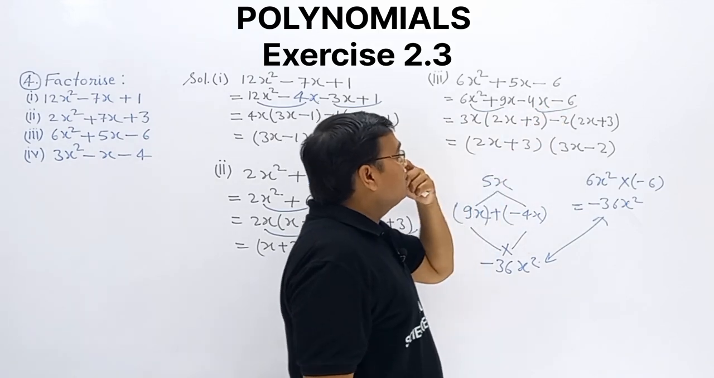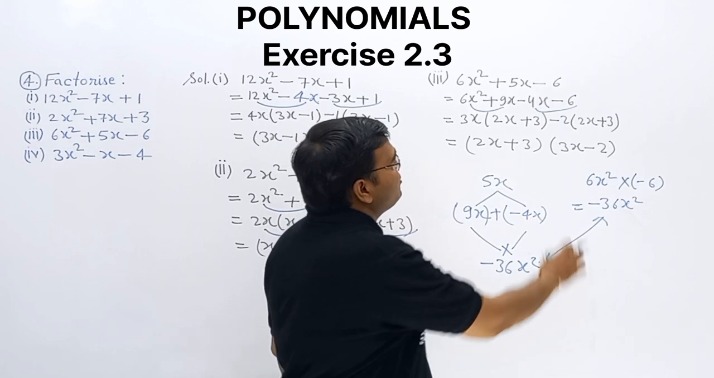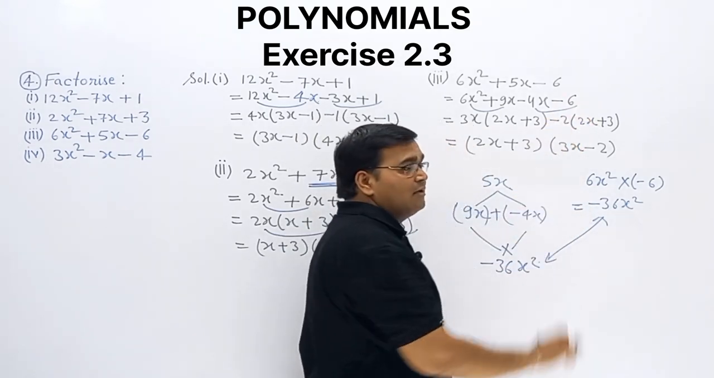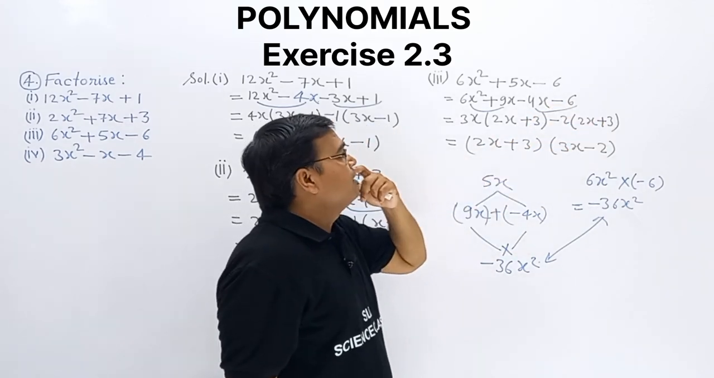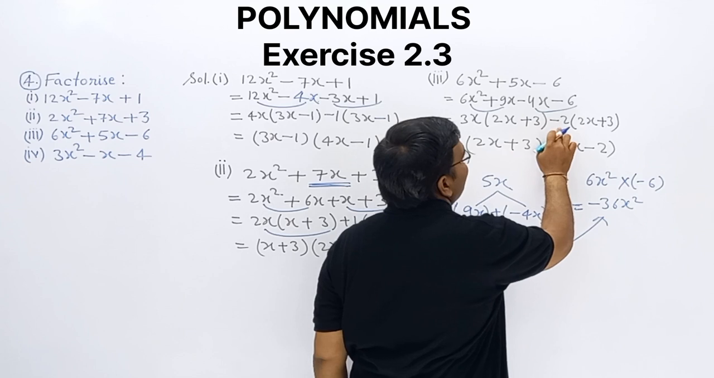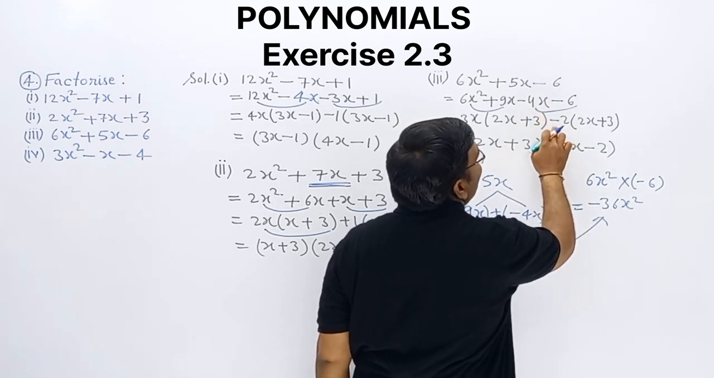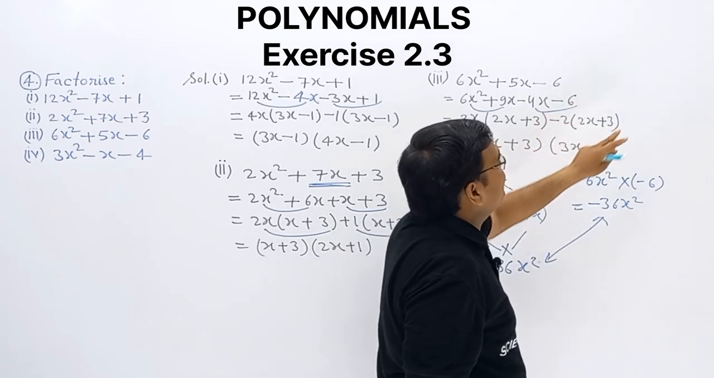Now in both, take minus 2 as common. 4 and 6 are both divisible by 2, so we can take minus 2 outside. Once we take minus outside, the sign inside the bracket will change. This minus converts into plus. Minus 4x divided by minus 2 gives 2x, and minus 6 divided by minus 2 gives 3.